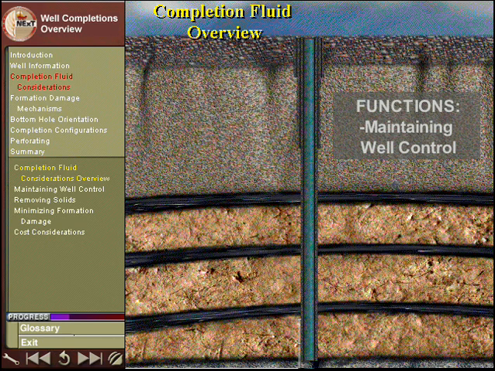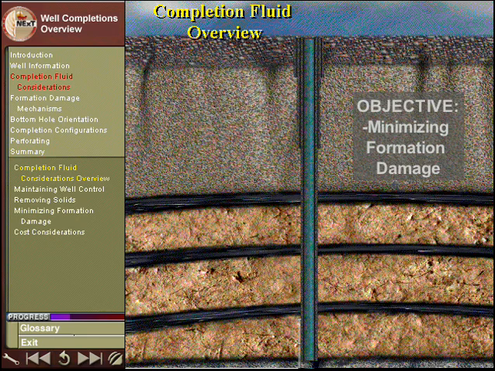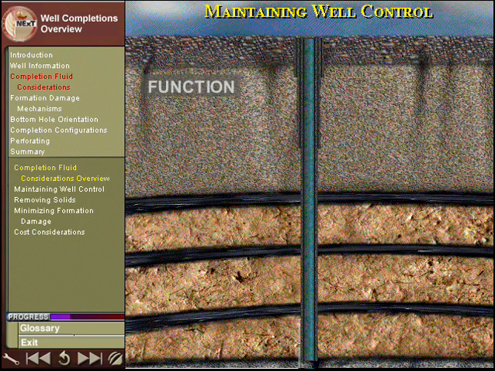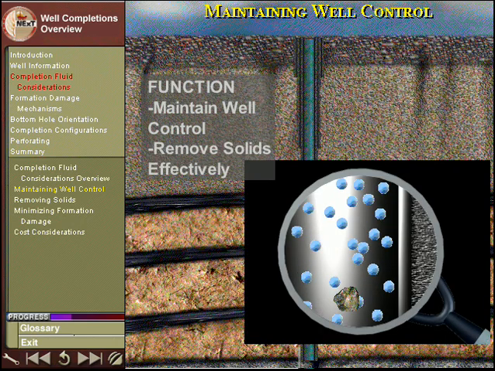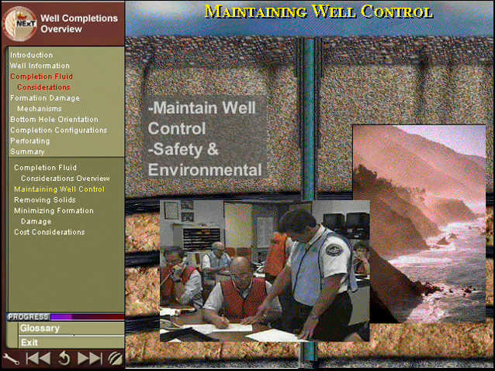The two most important functions of a completion fluid are maintaining well control and effective solids removal. The primary objective of a completion fluid is minimizing formation damage while keeping an eye on costs. The two most important functions of a completion fluid are to maintain well control and remove solids effectively. Due to safety and environmental considerations, well control is the foremost function of the completion fluid.